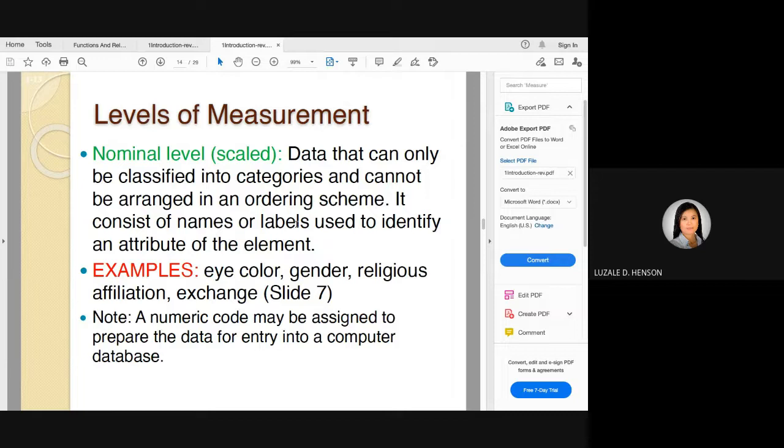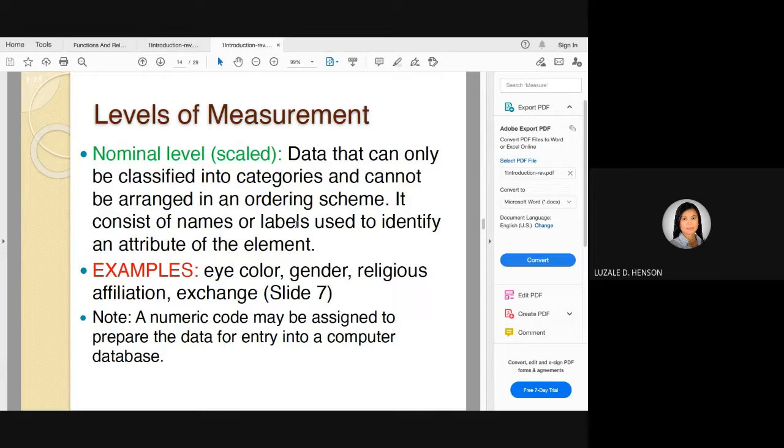You cannot say na mauna si single kaysa married, di ba? Wala tayong rule doon na sinasabing, oh sige mauna, dapat first si single, second si married. Although usually we observe na nauuna si single, pero pwede rin namang mauna si married, right? Like eye color. Hindi ko pwedeng sabihin na palaging mauna si black pag nagka-categorize ako. So, walang ranking dito sa nominal level.